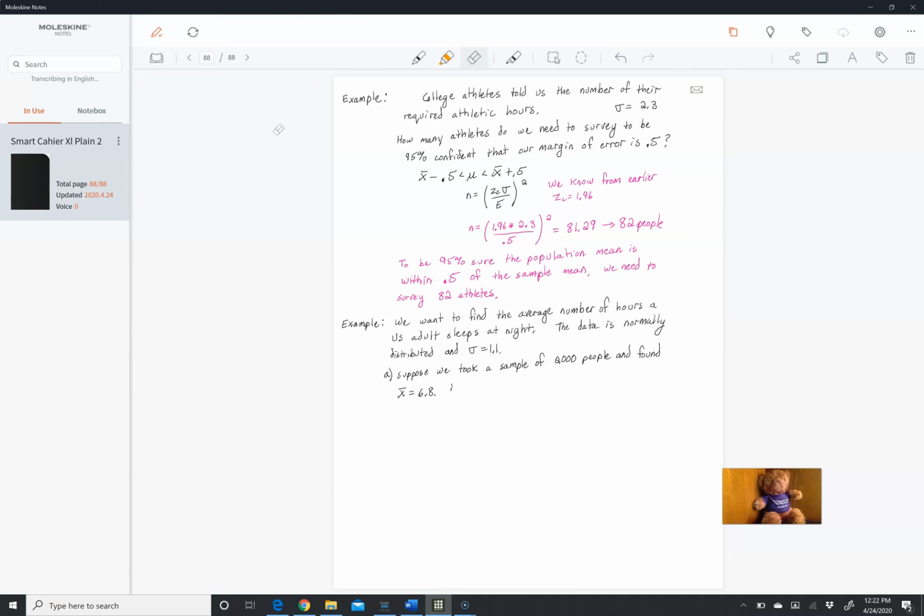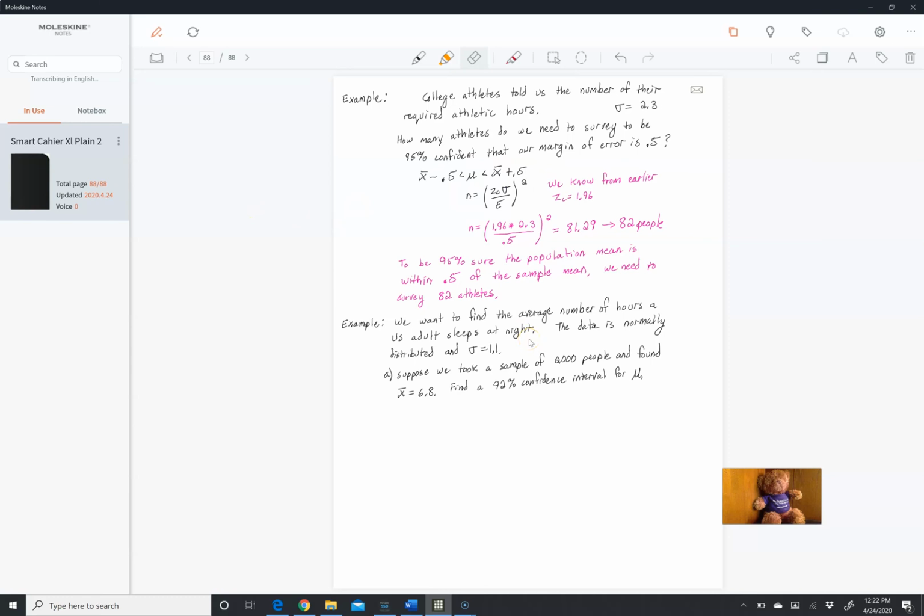Okay. We want to find a 92% confidence interval for the population mean. Okay. Okay, let's do this. We know how to do this.